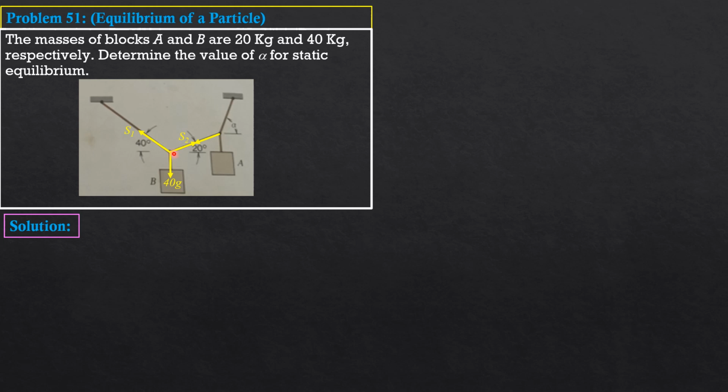So summation of forces horizontal equals 0. S2 cosine of 20 degrees equals S1 cosine of 40 degrees. So that means S1 is equal to S2 cosine of 20 degrees over cosine of 40 degrees.